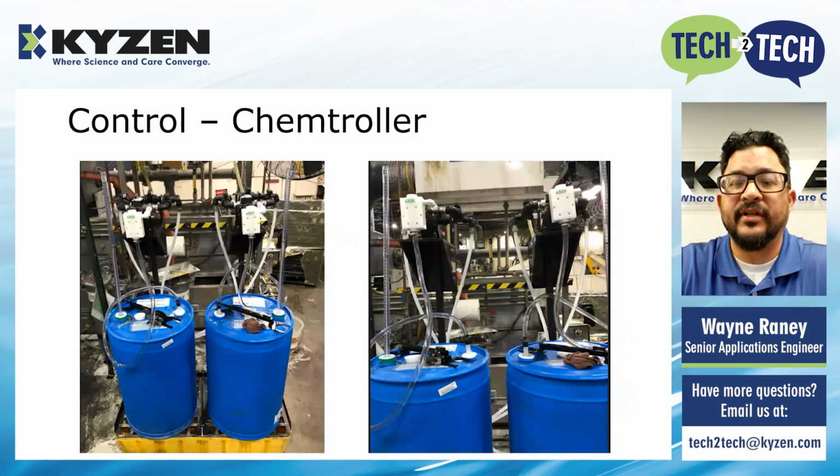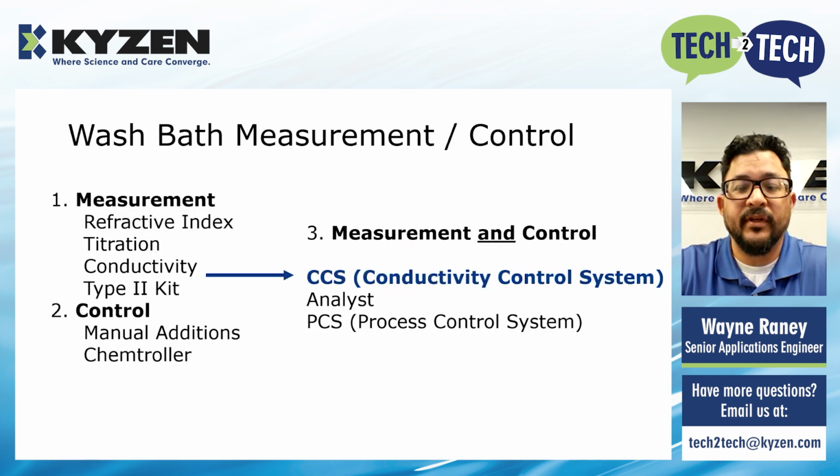Here's an example of how two Chemtrollers were installed to control the wash tank and the rinse tank concentration separately. The Chemtroller is an addition device that can be used in both electronics and the industrial applications. Again, this method is more operator independent than manual additions, but is still more operator dependent than these last three. For systems that both measure and control concentration within one system, we offer the CCS, the Analyst, and the PCS.